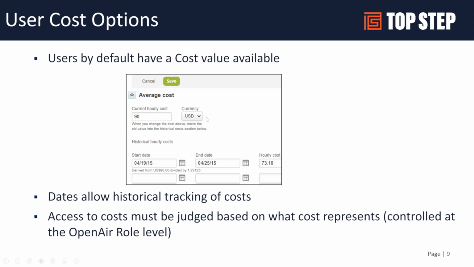reporting on. The other thing to note is access to these costs is done at the role level. So on an OpenAir role, you can give access to users. You can also give access to costs. And if you don't have access to costs, then trying to run reports on costs will not be available to you. So you have to think through your cost strategy and which roles are going to need to be reporting on what costs and what level of costs.